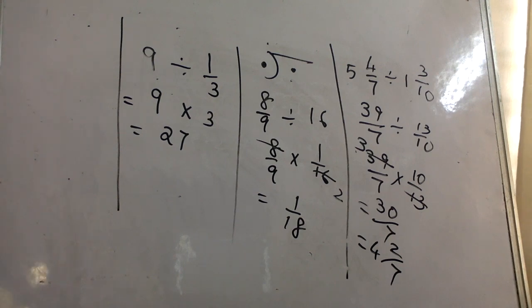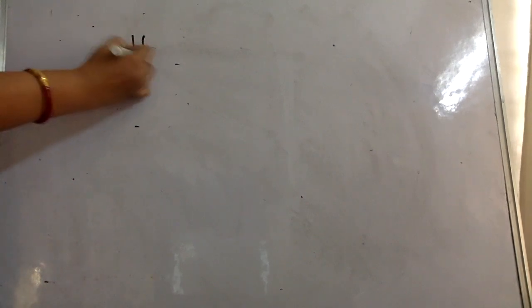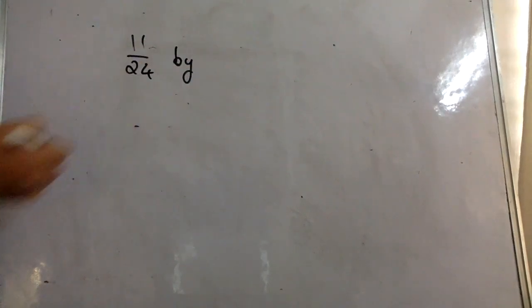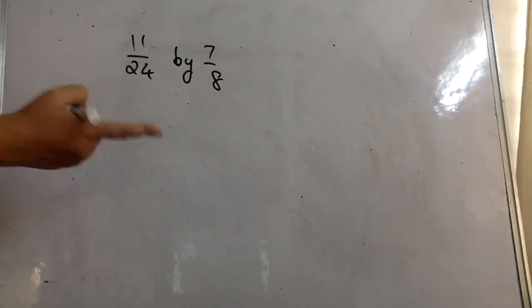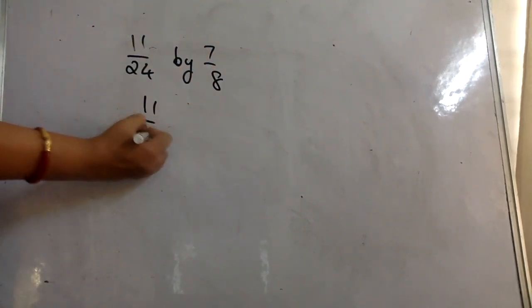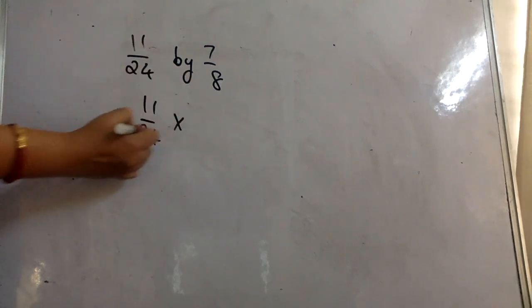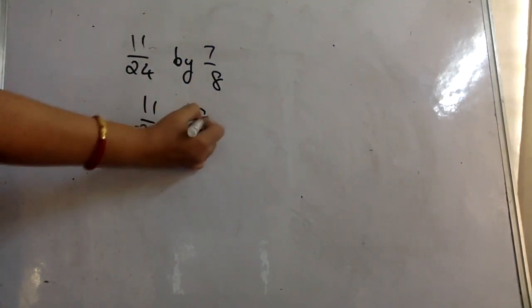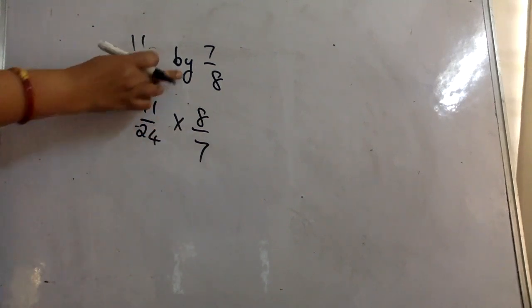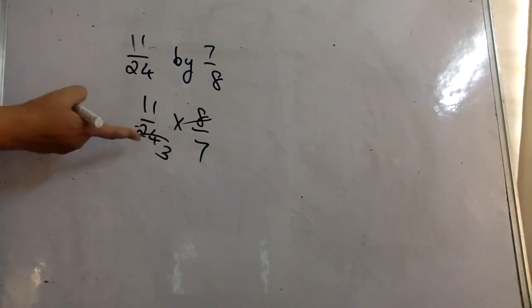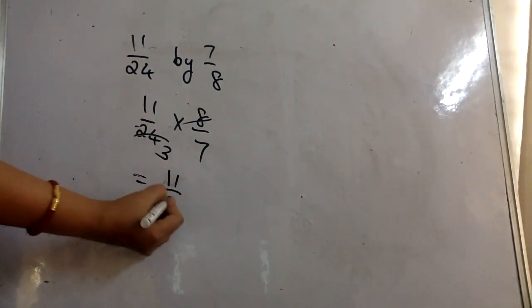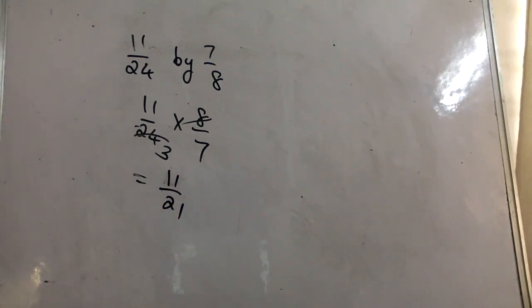Now there will be some sums where they'll write the sum like this: 11 by 24 by 7 by 8. Now this 'by' is nothing but your division sign. So 11 by 24 by converts to into, and in the same step give it a reciprocal. You don't even have to write a division sign. Then cut this 3. Now no more cancellation can happen, so it becomes 11 by 21.